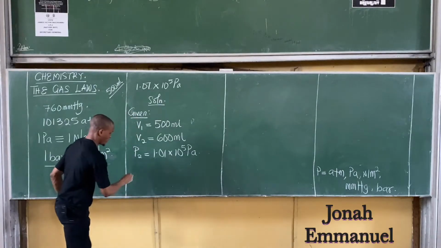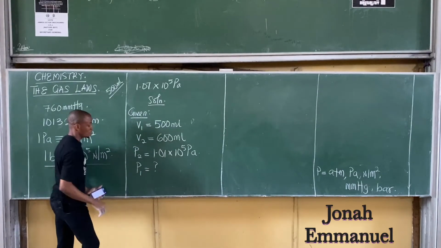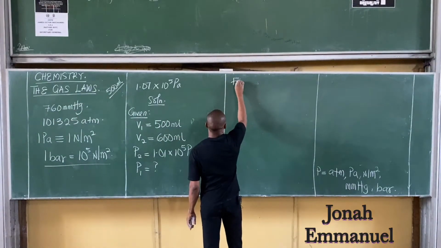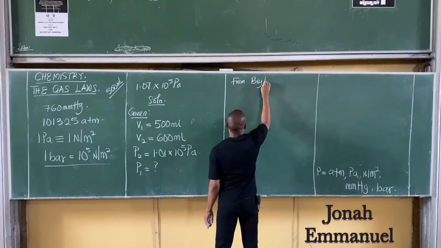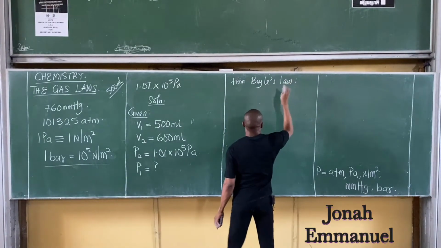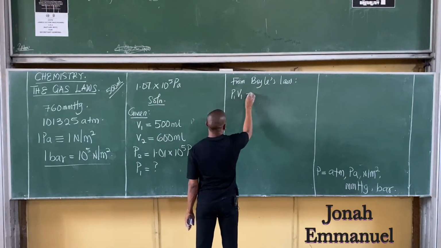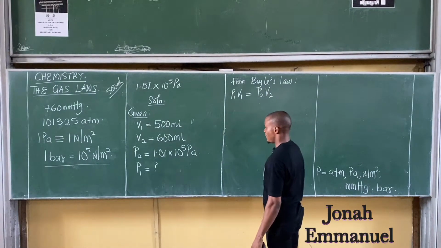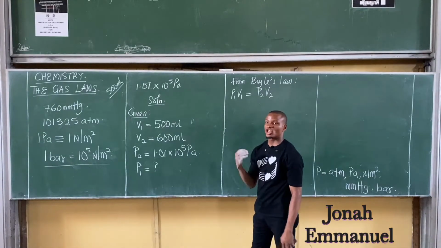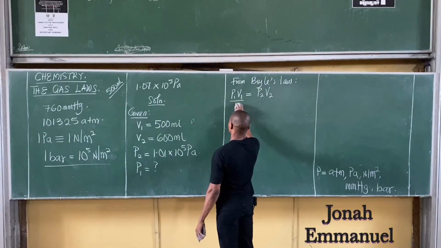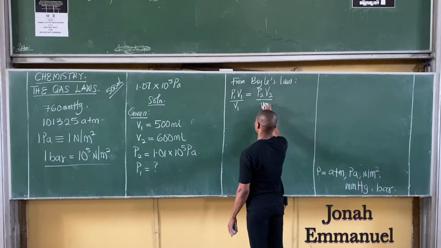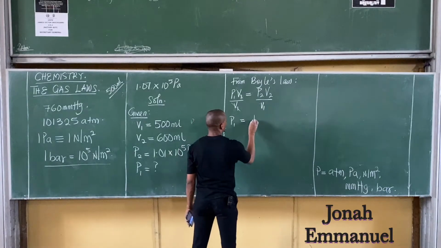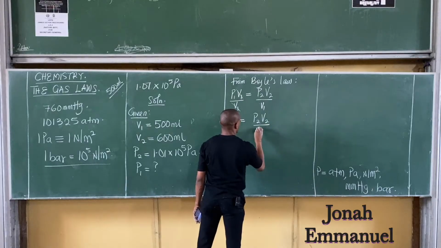Alright. So P1 is equal to unknown. That was the pressure at P1. From here now, you see from Boyle's law, P1 V1 is equal to P2 V2. I'm looking for P1. So make P1 subject of the formula. How do you do that? Divide here by V1, divide here by V1, such that V1 cancels V1. I have that P1 is equal to P2 V2 over V1.